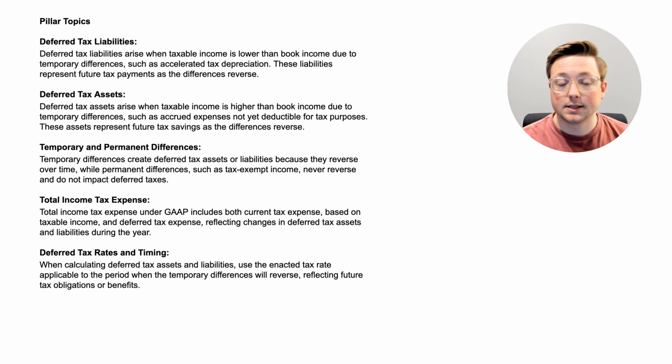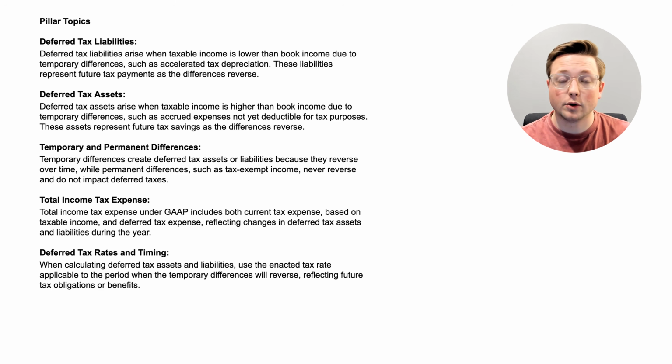Deferred tax assets arise when taxable income is higher than book income due to temporary differences, such as accrued expenses not yet deductible for tax purposes. That could be like warranty expenses or even like an accrual or something like that. These assets represent future tax savings as the differences reverse. So you're paying more taxes now, but you're going to be paying less taxes later as these differences reverse. So in the future, you're going to have this tax asset that's going to help you out.